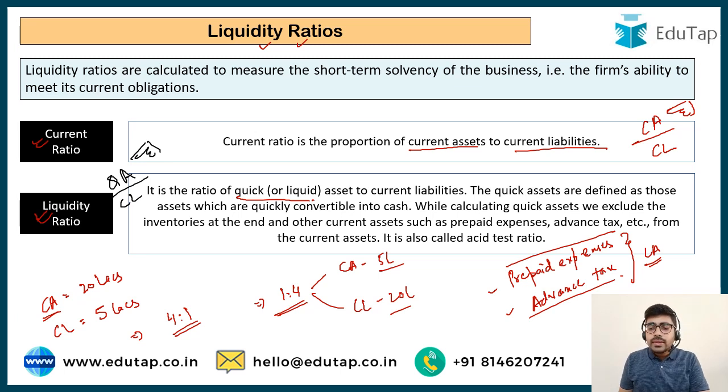Now the quick assets are current assets minus inventory. The stock we are going to exclude because stock may not be something which you can easily sell and get all the money. And also we are going to exclude the prepaid expenses, advance tax, etc. So then we get quick assets and then we compute this particular ratio. This is also referred to as the acid test ratio. So this is broadly about the liquidity ratios that we are having. So the quick ratio is a better measure as compared to the current ratio of the liquidity position of the company.